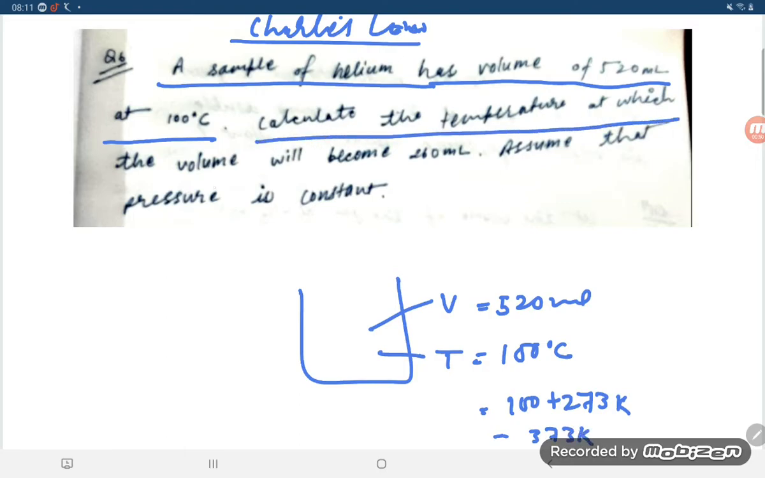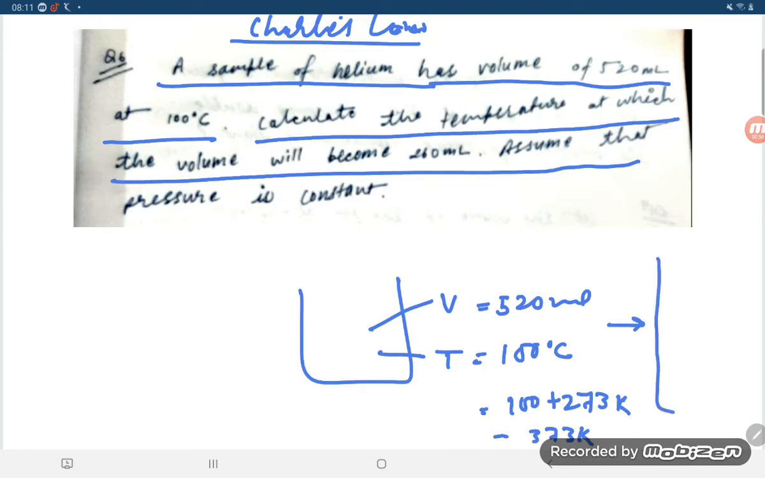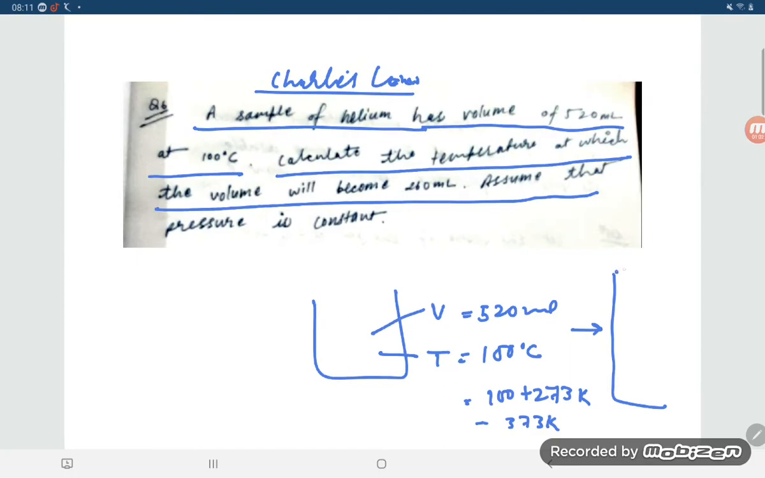Calculate the temperature at which the volume will become 260 ml. So they are saying if the volume is increasing, here the volume changes. V2, how much is it? 260 ml. So T2 they are asking, student, how can you do it?